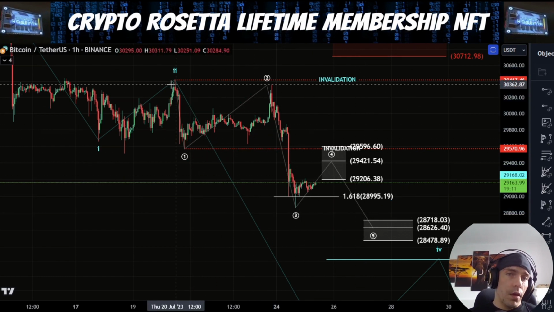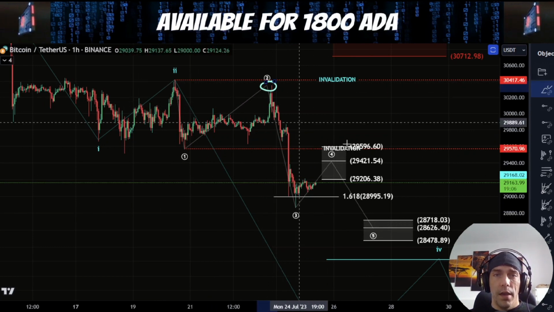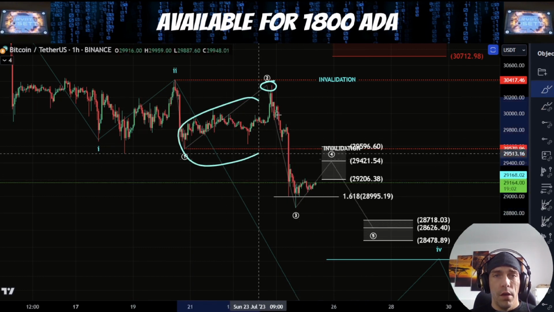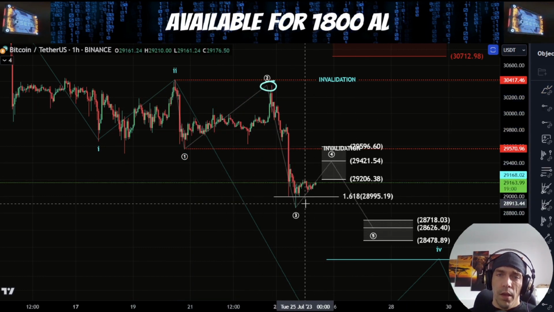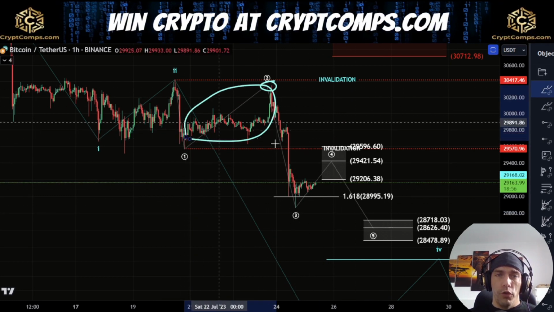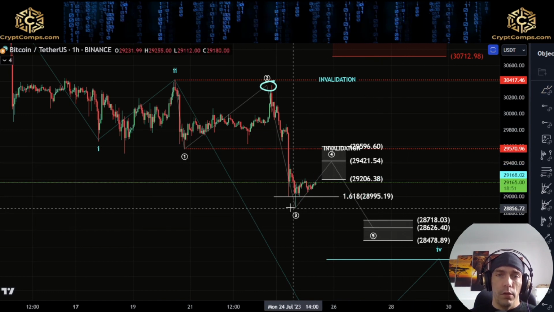But what I want to just be talking about at the moment is, as long as we fail to break back above this high here, we need to be careful that this isn't 1, 2, 1, 2. Because of the length of this wave 2 here, if we want to see a wave 4 develop here, it needs to be somewhat proportional to this move. So that would mean that we'd have to see something very sideways looking to play out here.